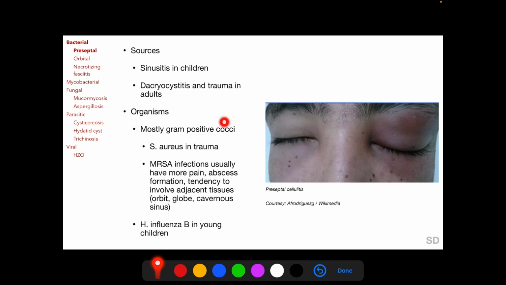And most cases of preseptal cellulitis are due to gram-positive cocci, and Staphylococcus aureus is almost always the causative organism in preseptal cellulitis following trauma. Infections with methicillin-resistant Staphylococcus aureus usually have more pain, a greater tendency to abscess formation, and tendency to involve adjacent tissues such as the orbit, the globe, and the cavernous sinus. And H. influenzae B is still found as a causative organism in preseptal cellulitis in young children.